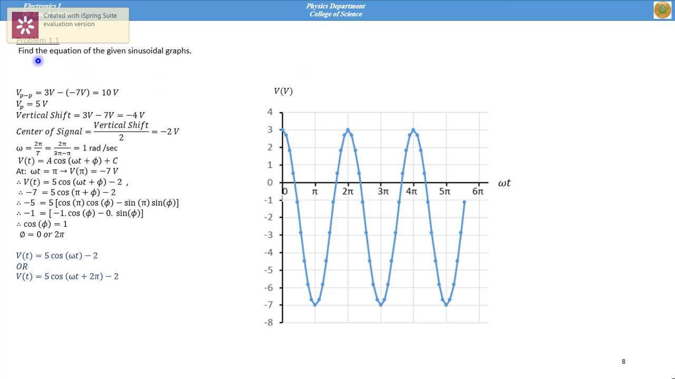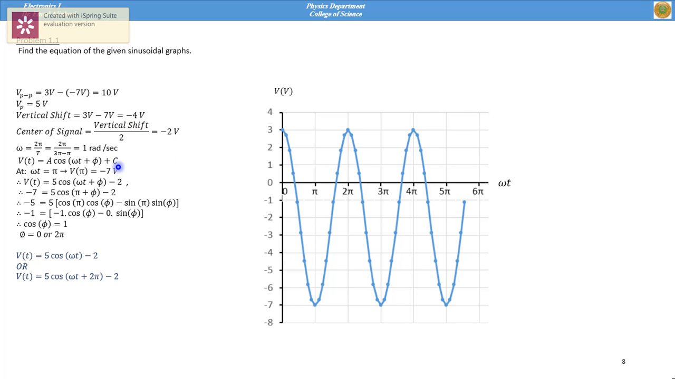In this problem, we need to find the equation of the sinusoidal graph here. First, you need to calculate the peak. The peak here goes from 3 to minus 7, this is equal to 10, divided by 2 is equal to 5 volts. The second thing, you need to calculate C. C is equal to the vertical shift divided by 2. The vertical shift can be calculated from 3 volts minus 7 volts, this is minus 4. Minus 4 divided by 2 is minus 2.